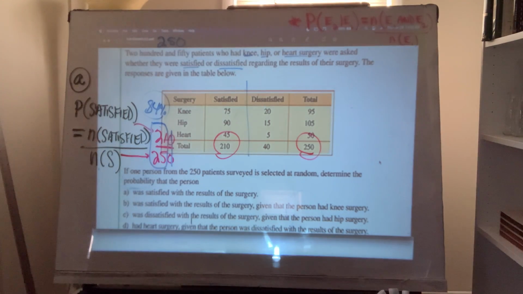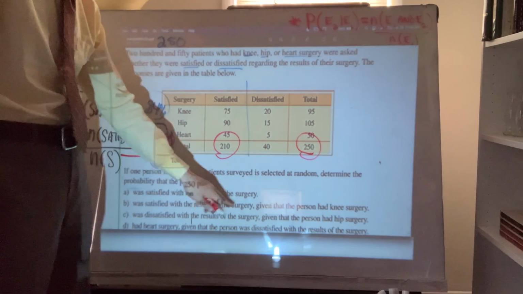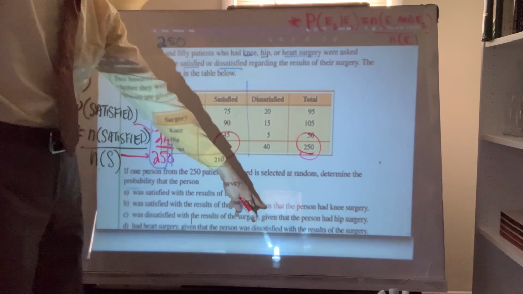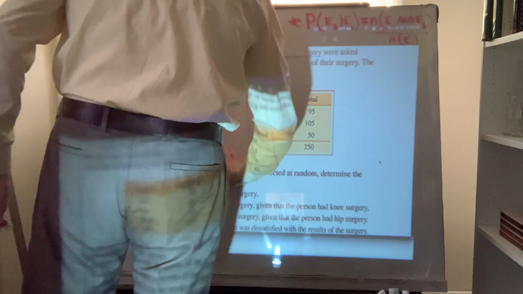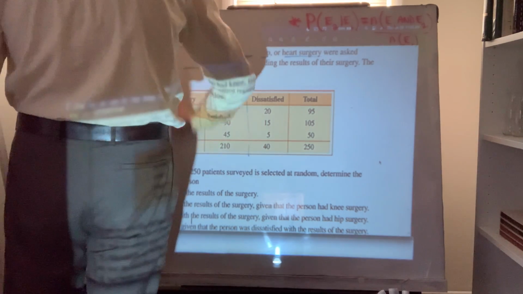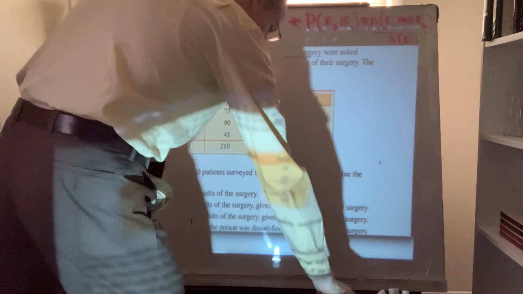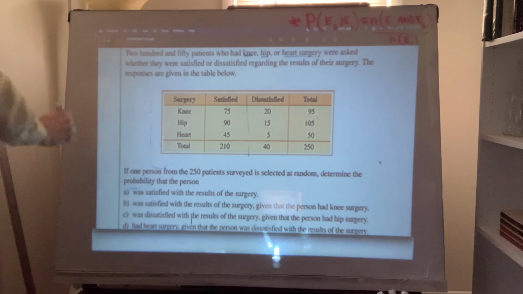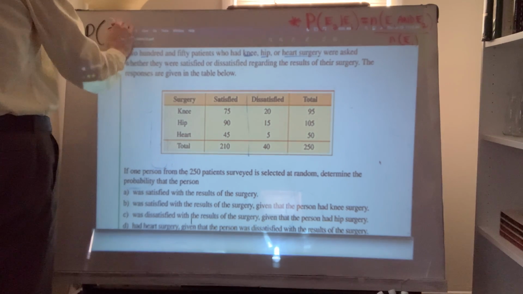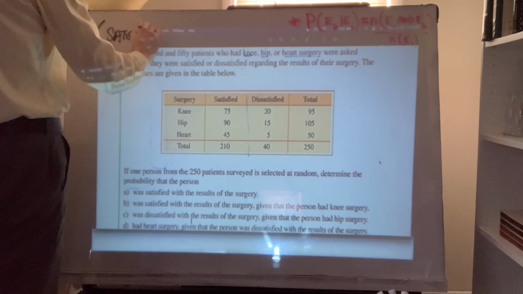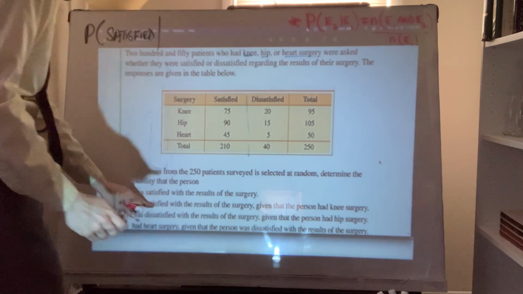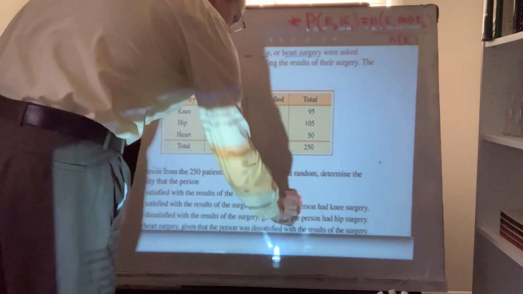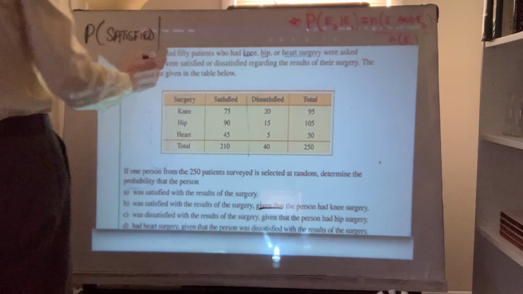Okay, B. Was satisfied with results of the surgery, given that, now we need to employ this, the person had knee surgery. And here writes a little bit of the gobbledygook here. To paraphrase what is written here, the probability that they were satisfied, given that, and that's the first event, the person had knee surgery.